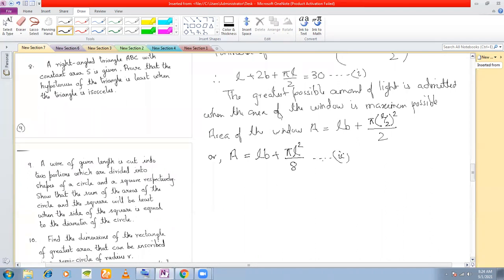We need to maximize this function. But the problem is there are two variables. You see how many variables are there? L and B, right? These two are the variables. So how can you maximize the function with two variables? You cannot. So therefore, with the help of 1, we reduce the number of variables here. So what do you do? From 1, you find out the value of B. From 1, L plus 2B plus pi L by 2 is equal to 30. You find out the value of B from here. You get 2B is equal to 30 minus pi L by 2 minus L. Right? That means what is B here?